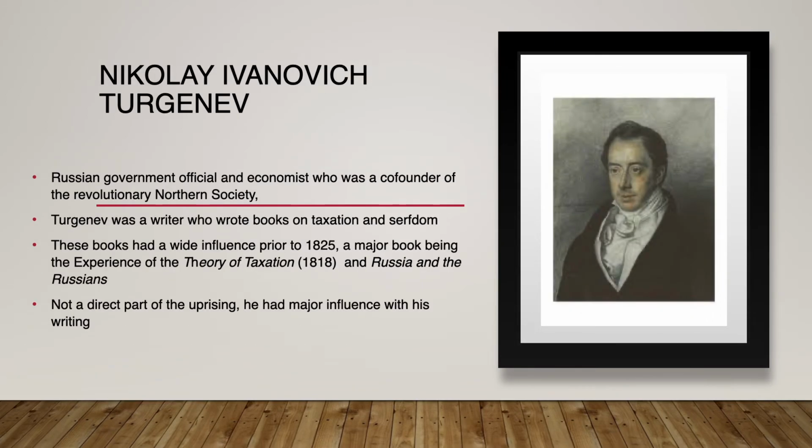Nikolai Ivanovich Turgenev was a Russian government official and economist who was a co-founder of the Revolutionary Northern Society. This society later staged the Decemberist Uprising of 1825. He became a liberal idealist after the French Revolution. He had belonged to the Union of Welfare, a reformist society which advocated for the overthrow of autocracy. This society came to an end but broke off into secret branches, including the Northern Society. Turgenev was a writer who wrote books on taxation and serfdoms, and these books had a wide influence prior to 1825. One of these major books was The Experience of the Theory of Taxation of 1818.